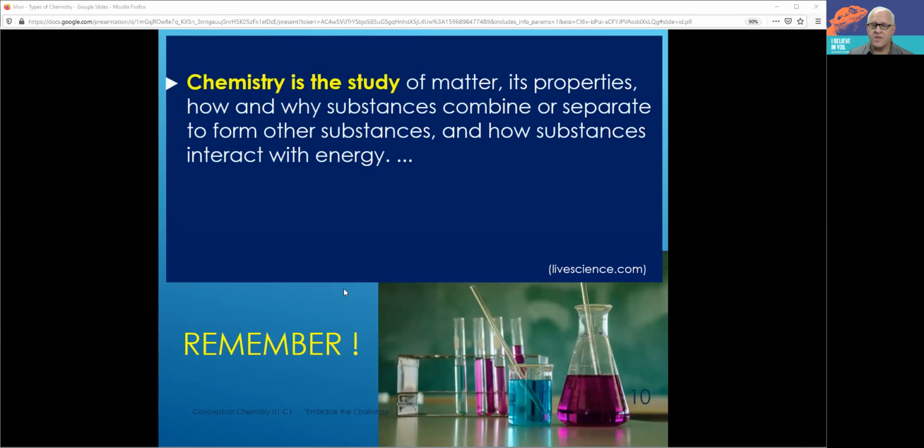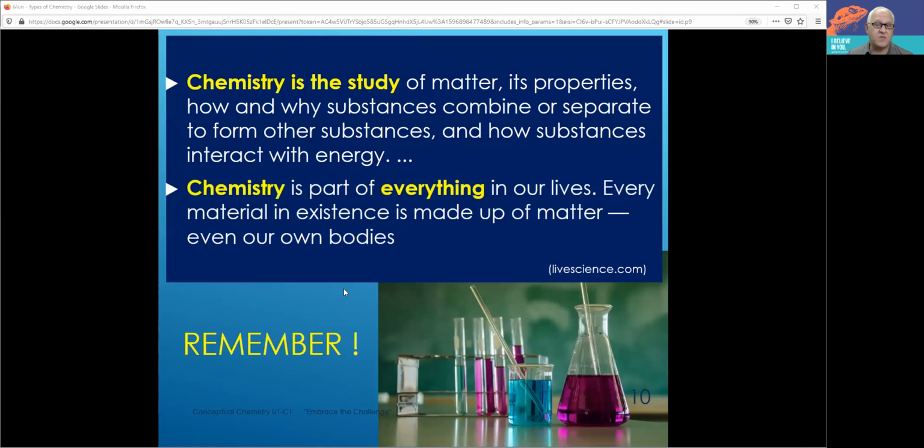So remember, chemistry is the study of matter, its properties, and how and why substances combine or separate to form other substances, and how substances interact with energy. And chemistry is part of everything in our lives, and every material in existence is made up of matter, even our own bodies.